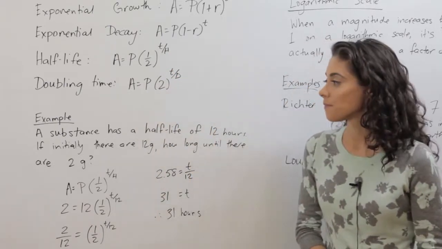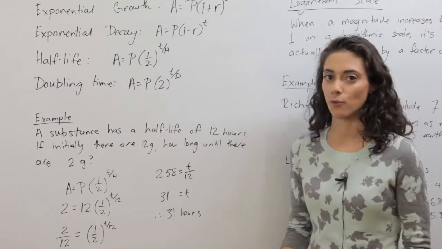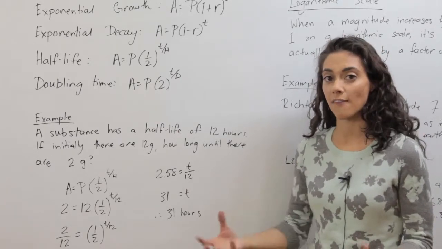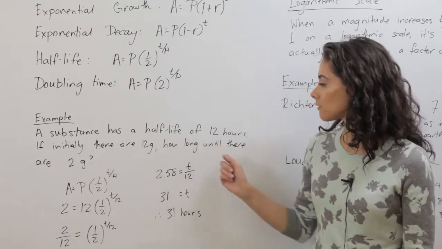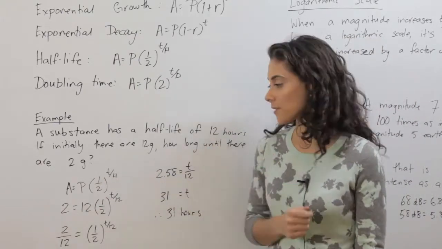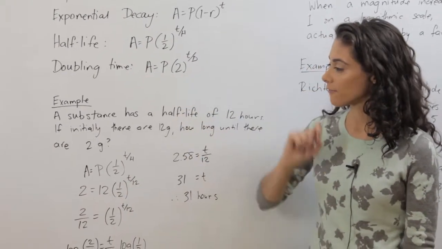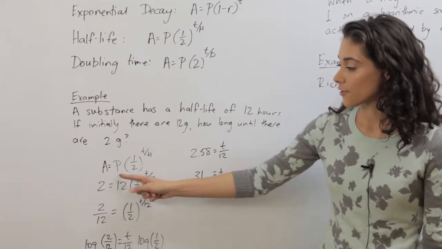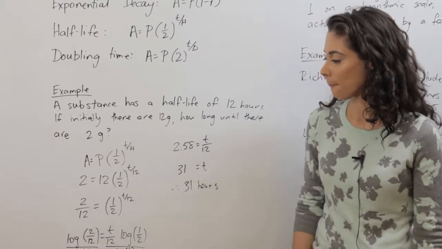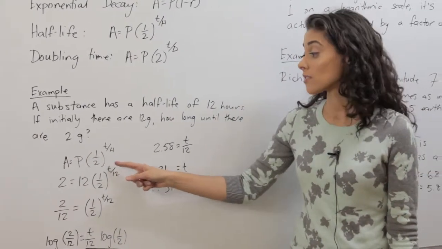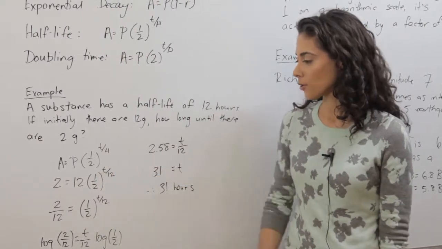So an example: some substance has a half-life of 12 hours, i.e. it takes 12 hours to have half as much of it. We begin with 12 grams of this substance. How long until we've got 2 grams of this substance? So I'm going to use the half-life formula. I'm given the starting amount and the ending amount and my half-life. I've got those in there. Now I'm solving for t, which is in my exponent. This is an exponential equation.